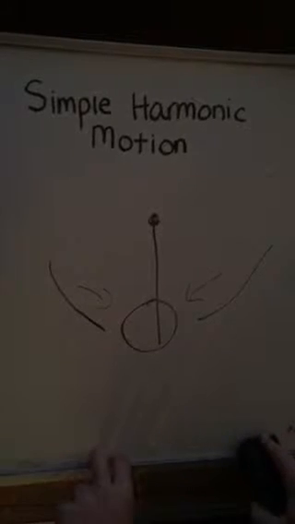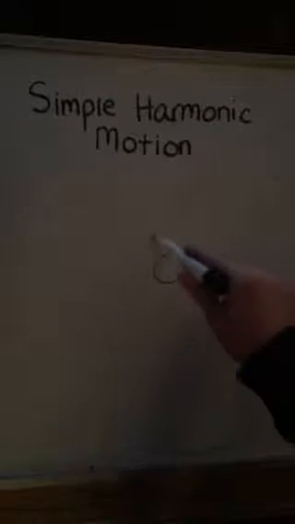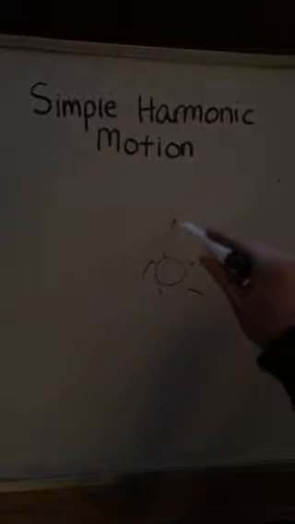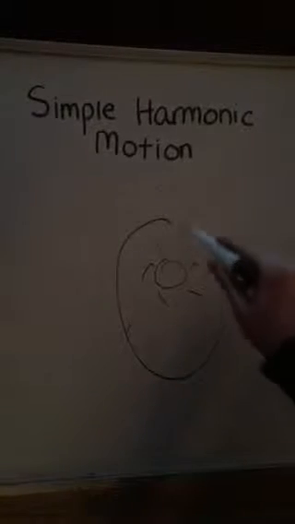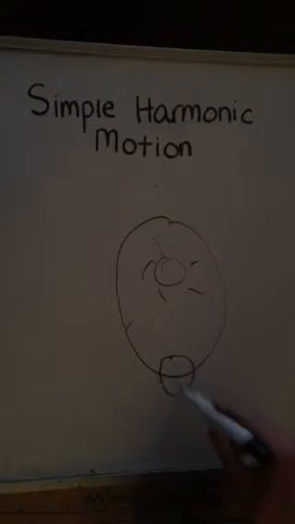Another example of simple harmonic motion would be the Earth revolving around the Sun. Because the Earth would be following an equal path around the Sun and would begin at the same place where it would end and would follow that path continuously.